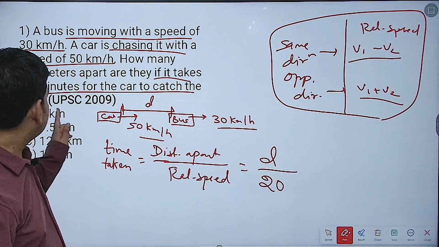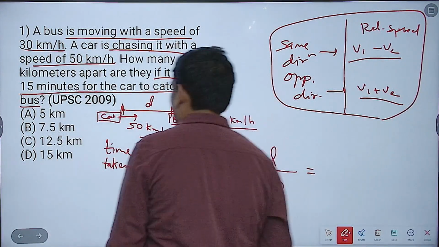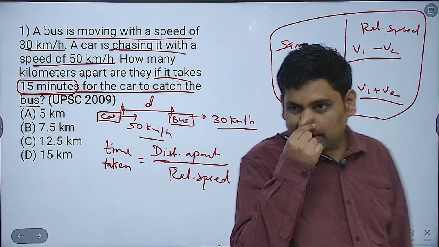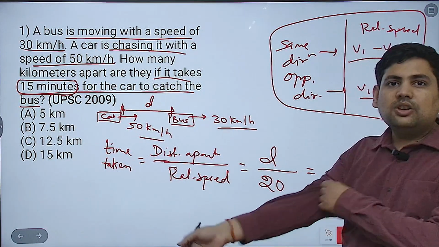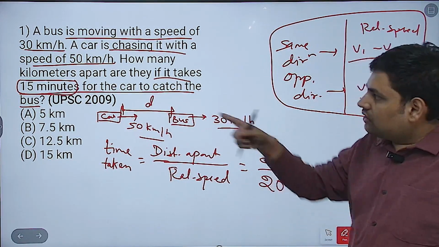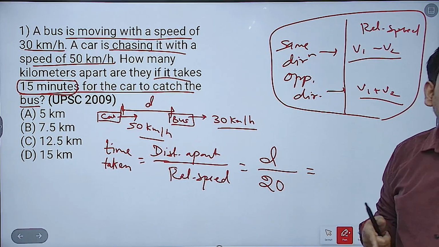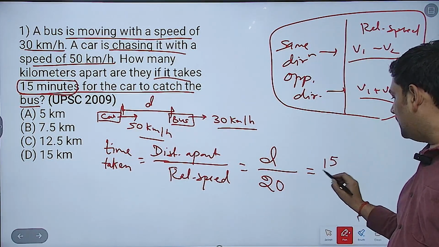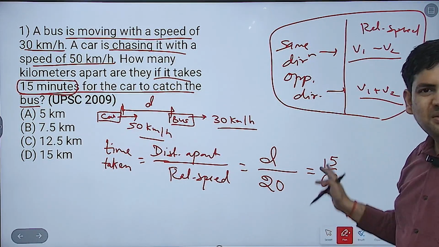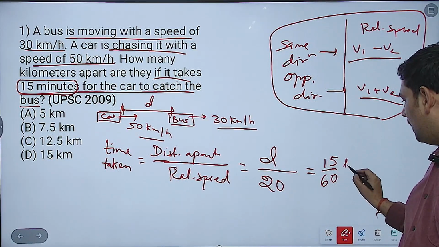Now, next, this is equal to what? Time is given to you as 15 minutes. But here the speed is in kilometers per hour. Now, that 15 minutes you cannot put directly here as 15. You have to convert it into hours. That is, 15 minutes means 15 by 60, or simply 1 by 4 hour. Anyway, you can write 15 by 60 hours.